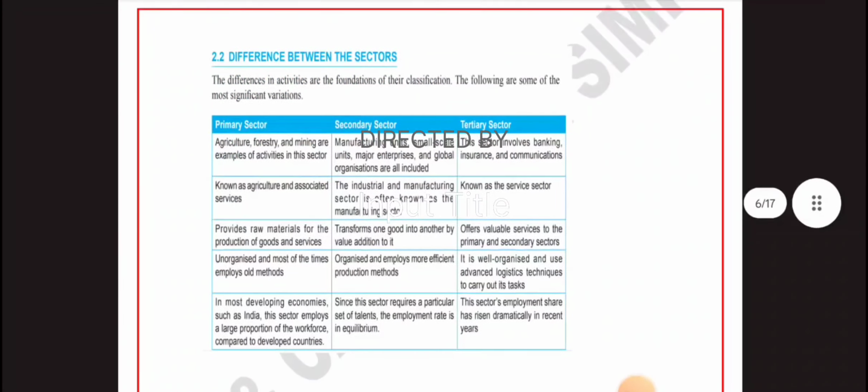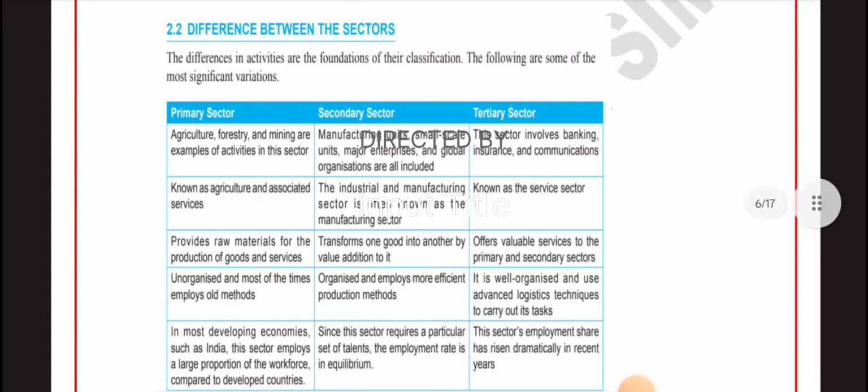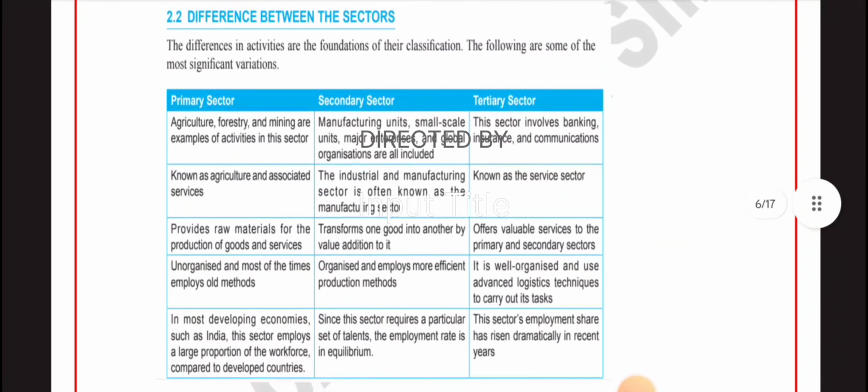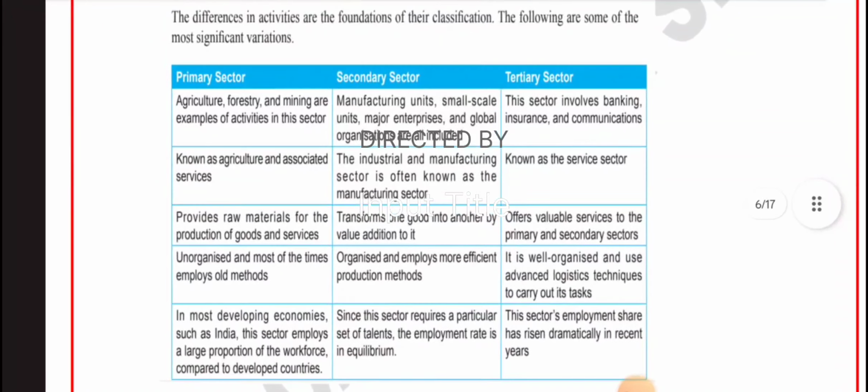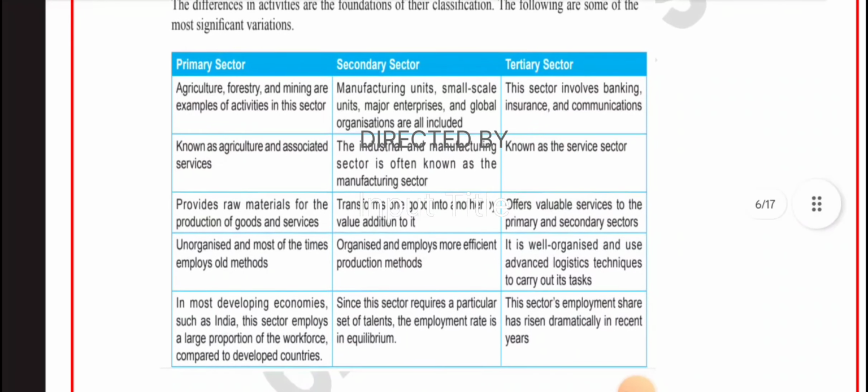Now let's talk about the difference between the sectors. Primary sector: agriculture, forestry, mining, these are the activities in the primary sector. Manufacturing units, small-scale units, major enterprises, and global organizations are part of the secondary sector. The tertiary sector involves banking, insurance, and communication. Now the primary sector is also called agriculture and associated services. The secondary sector, the industrial sector, is often called the manufacturing sector. The tertiary sector is also called the service sector.